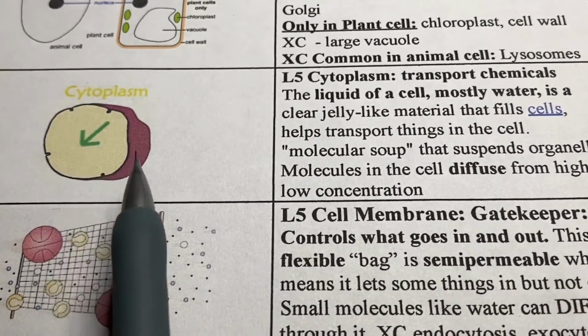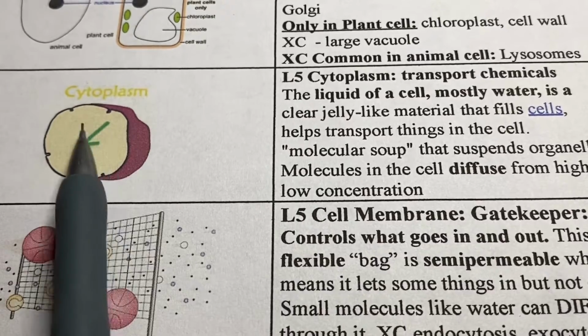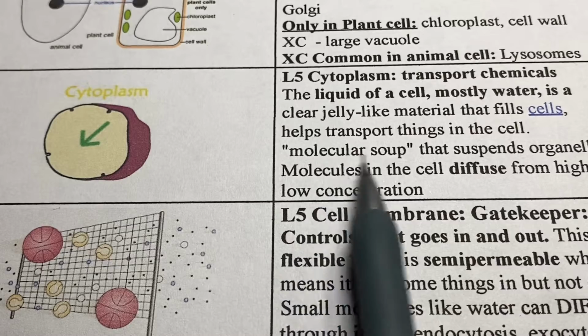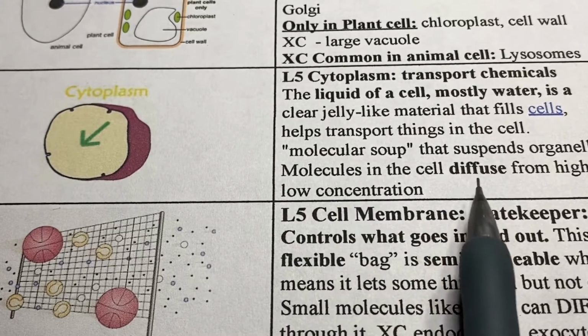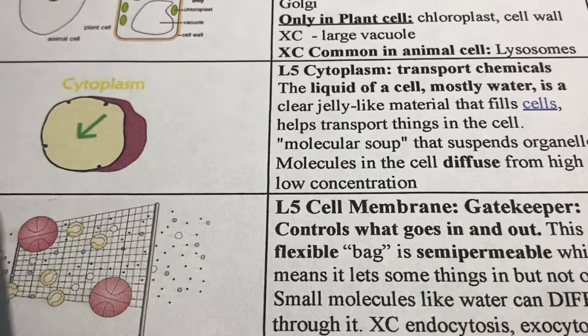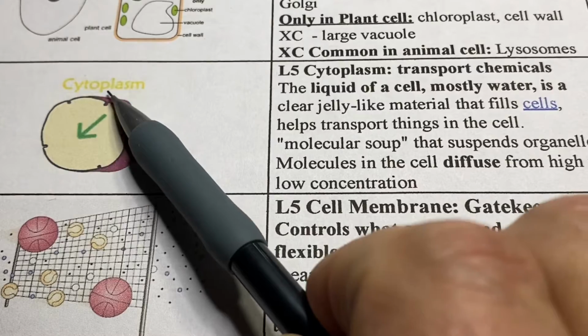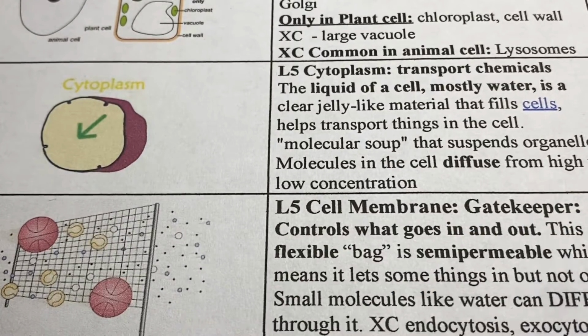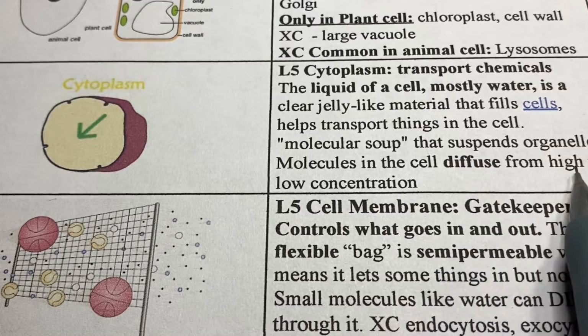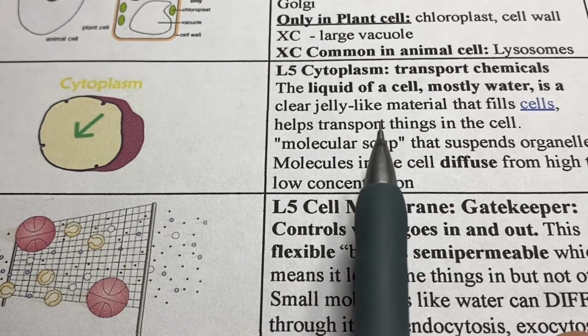So on this card, it's showing the cytoplasm. And this is where I'm going to ask you questions about the concept of diffusion. And it's this idea that there's a molecular soup of molecules, and that the way the molecules move around inside of a cell is that they are diffusing from areas of high concentration to areas of low concentration. And that's the key idea that is a level 5 idea.